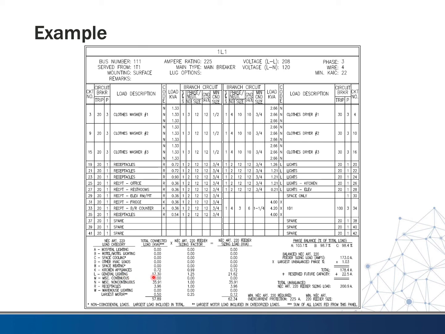You can see here I have a little over 17 kW in lighting, so I have to multiply that by 125%. So it goes from 17 to a little over 21.